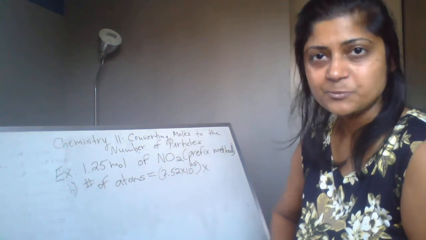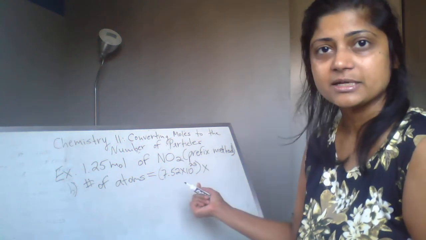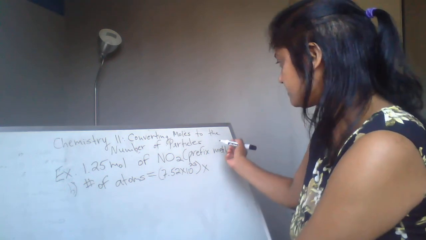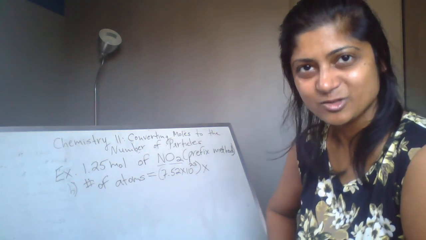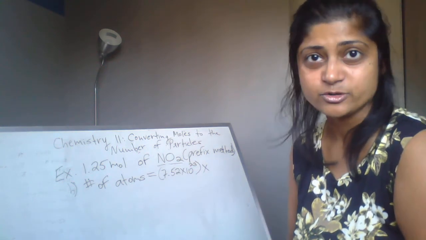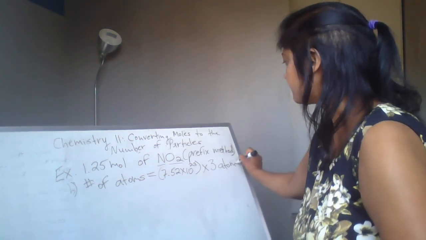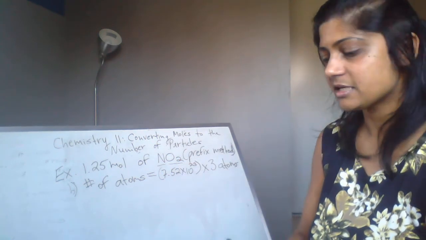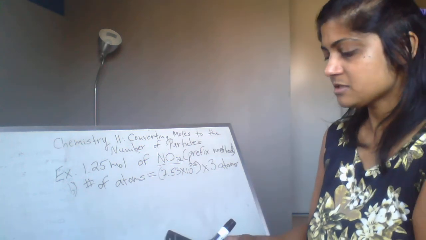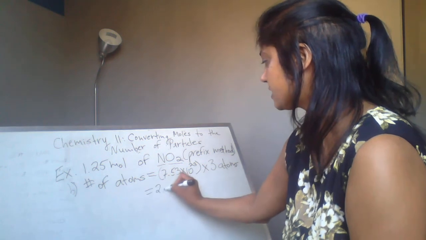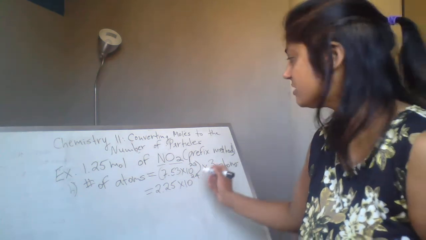So what we're going to do now is take the number of molecules from part A and multiply it by the number of atoms in each molecule. There are 2 atoms of oxygen added to 1 atom of nitrogen, so I have 3 atoms altogether within this molecule. So I'm going to take Avogadro's constant, let's put 5.3, because that's what we were using here, and multiply that by 3. We get 2.25 times 10 to the power of 24 atoms.